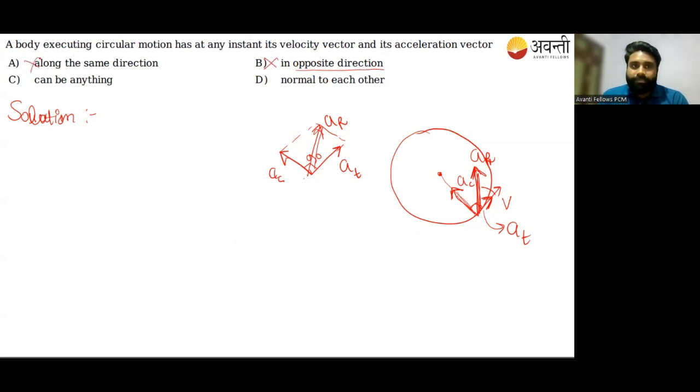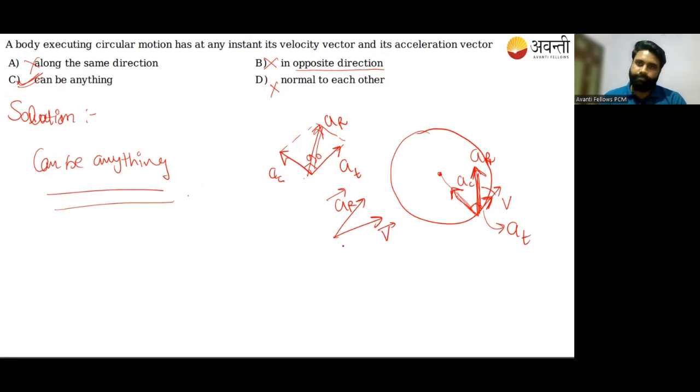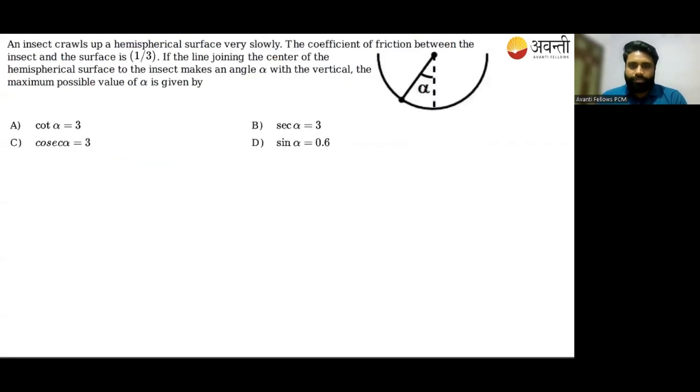These are not along the same direction, because this is the velocity vector you have got, and this is the acceleration you have got. So they are not parallel, so they are not in the same direction. They are not in opposite direction. And one thing more, they are not normal to each other. So this option would also not be correct. So the option that remains is C. It can be anything. So option C is here. I hope you got this. So move on to the next question.